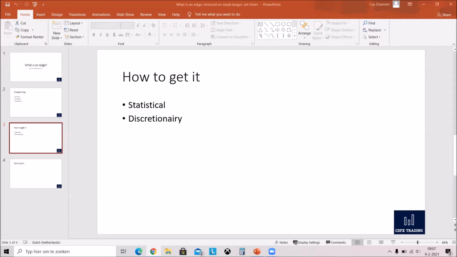My edge that I teach people is 90% mechanical. And when I teach people my edge, I teach them why it works. I teach them how it works. I show some statistics about why it works. But I also tell them to develop their own statistical edge. And that's just because of the confidence part.